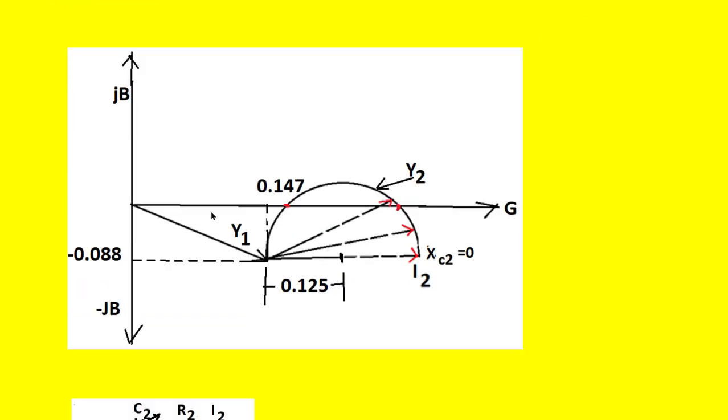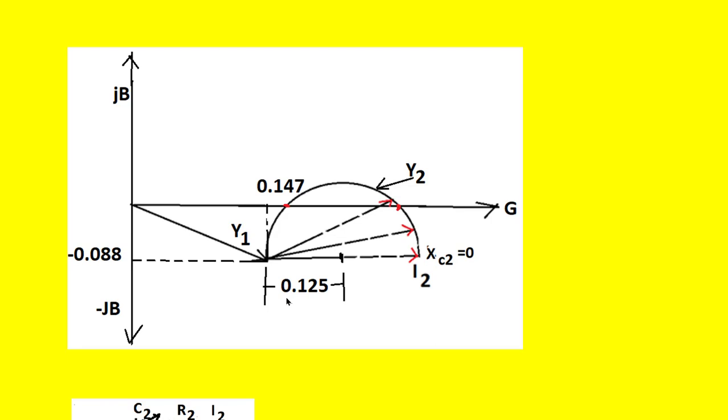So once we draw the admittance diagram, we get it like this. This is the G axis, this is the B axis. For the first branch, or the fixed branch, the admittance we call Y1. It has a susceptance value equal to minus 0.088, that is here, and its conductance is 0.147, that is here. So the G plus jB vector is nothing but this Y1.